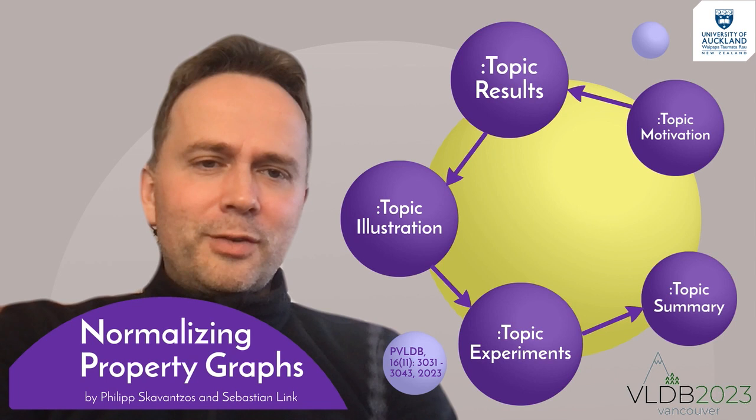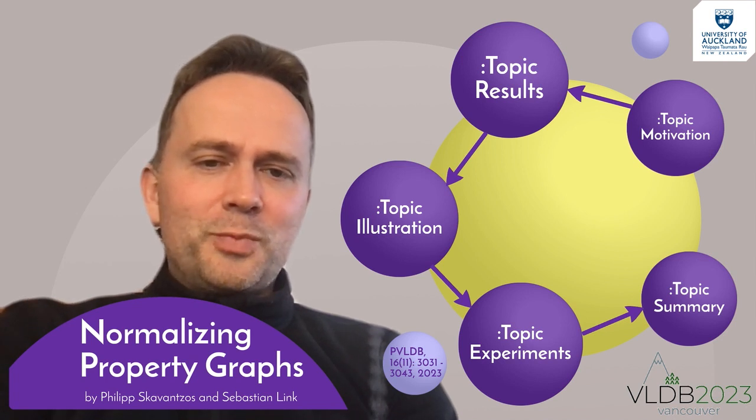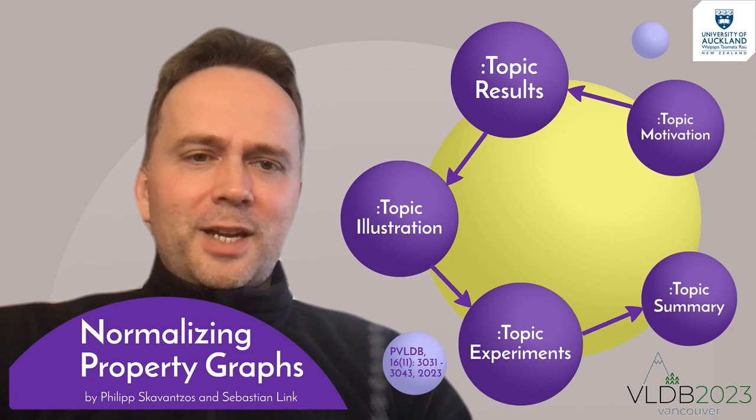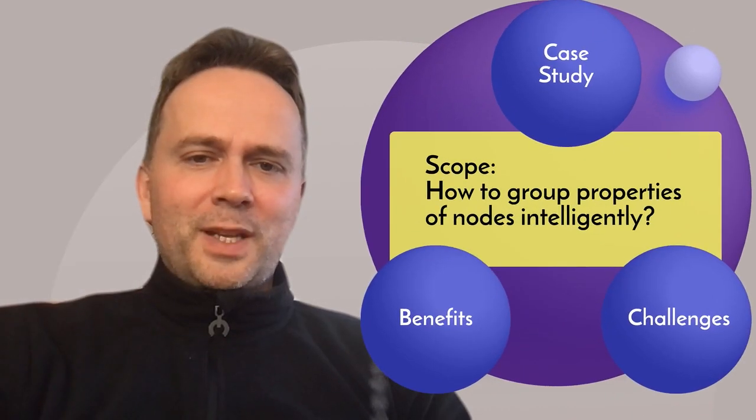You can see the outline of the talk presented in the form of a property graph itself, with nodes, labels, identifiers, and edges between them. Let's start with the motivation.